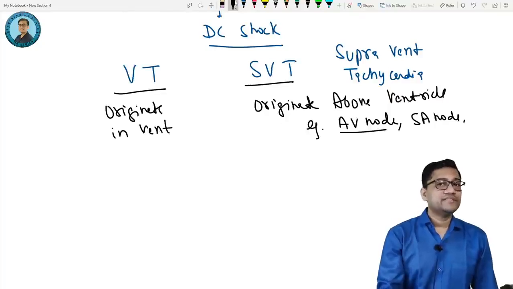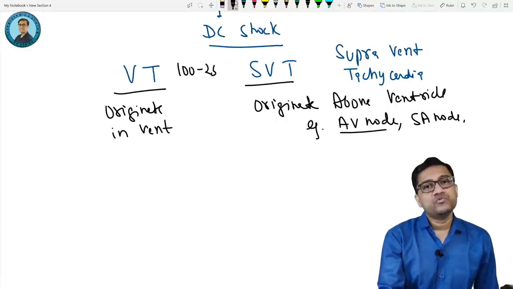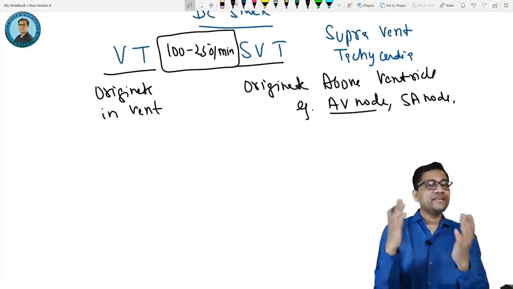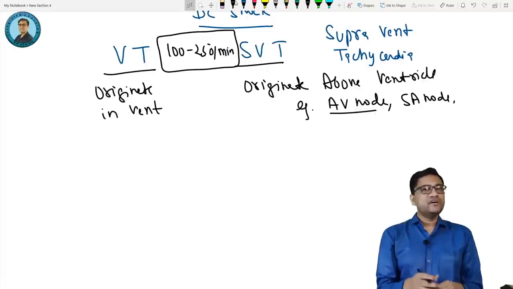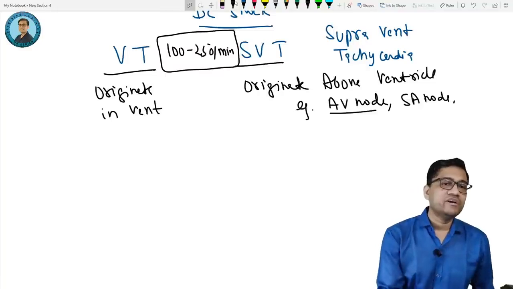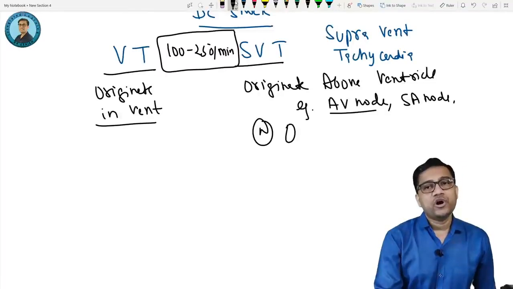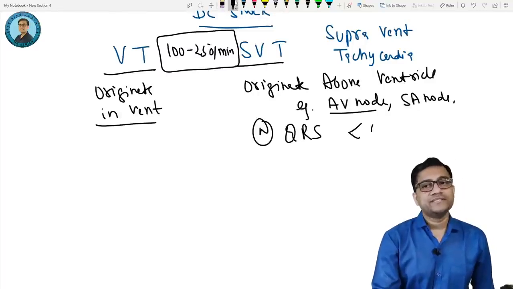So what is the difference? The rate in both is what? It is 100 to 250 per minute. Are you clear? So 100 to 250 is the rate in both. Now what is the differentiating feature? There are multiple features, but the main thing is what? Here we have a normal QRS. Normal QRS is less than 0.11 second, that is 3 boxes.